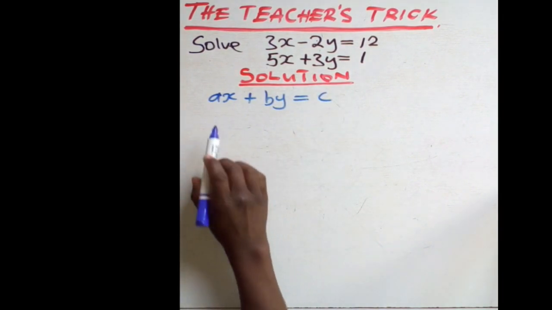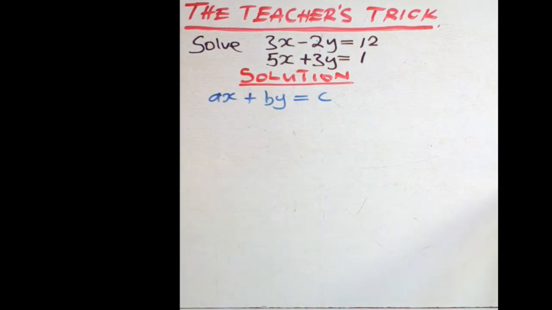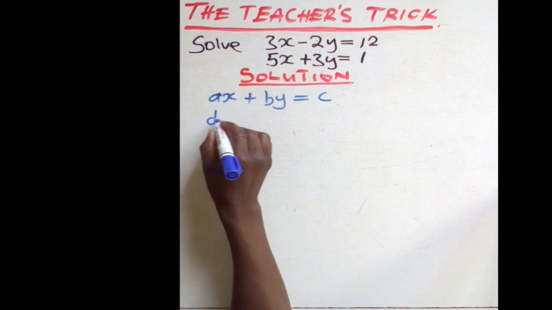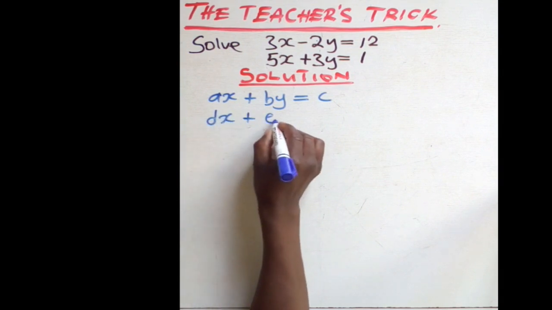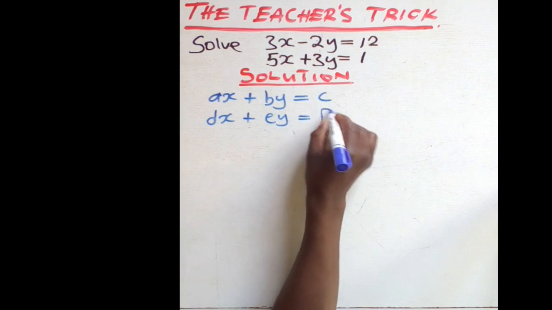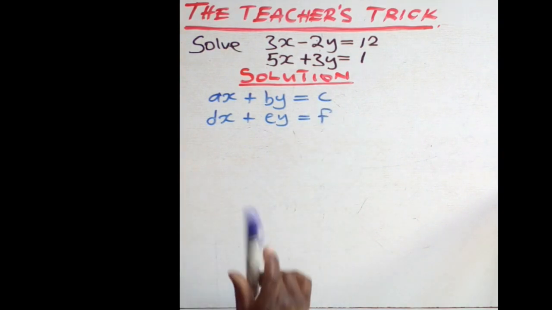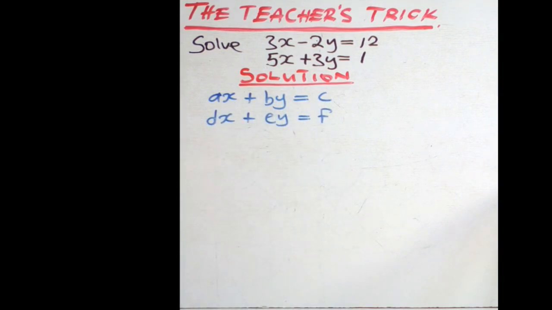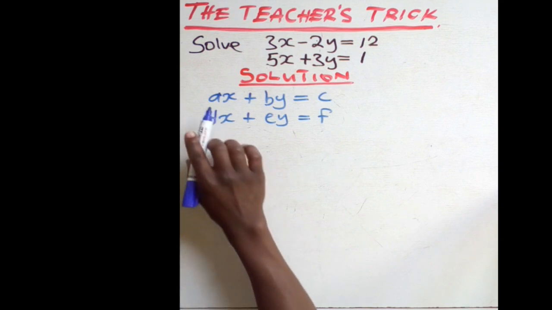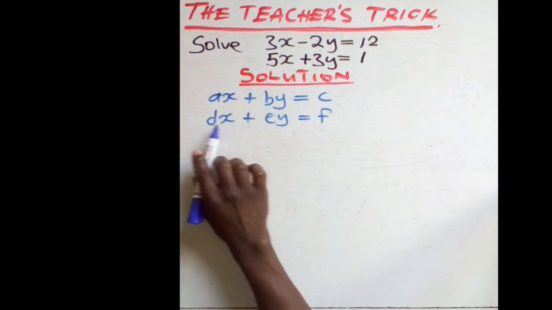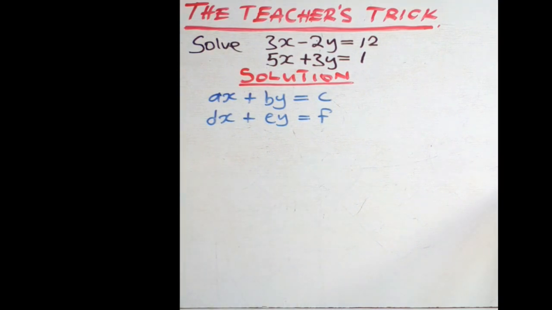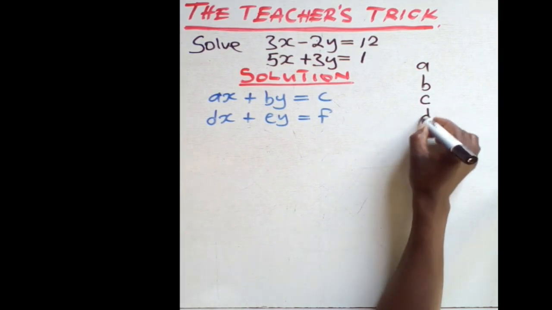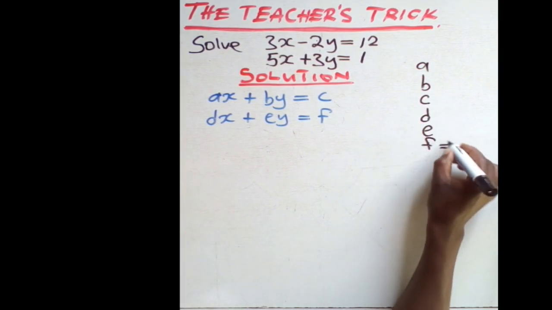What do we have here? We have a, b, c. So the second one will start with d. So we say gx plus ey is equal to f. According to what we have, a, b, c, d, e, f. Then at this point we can identify a, b, c, d, e, f.